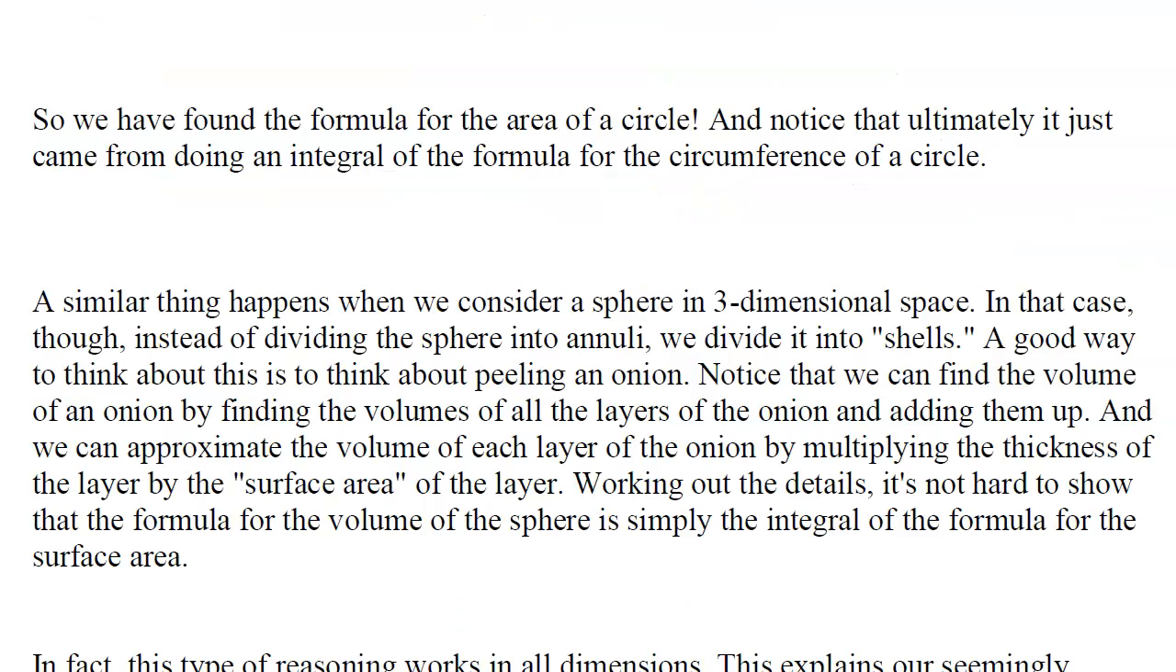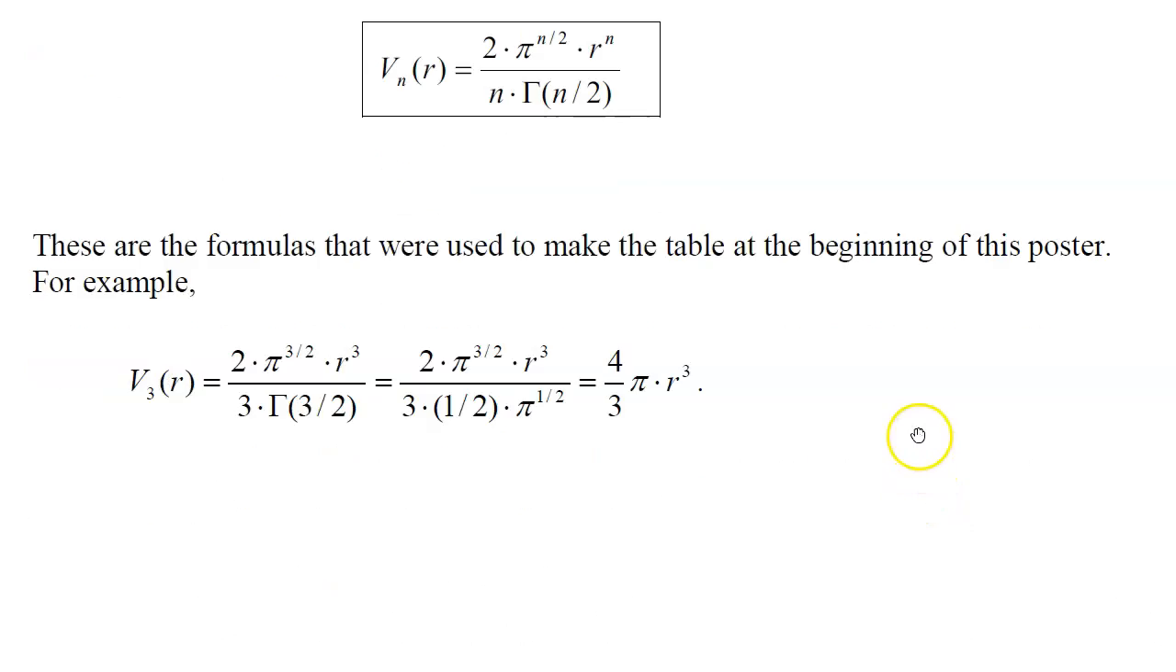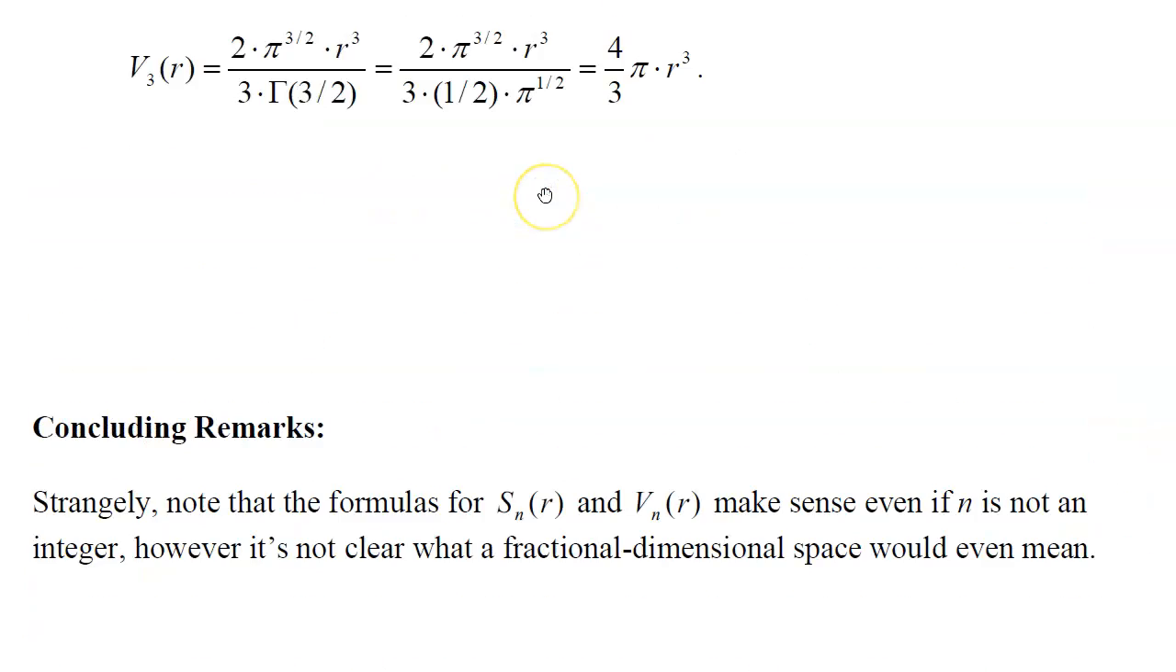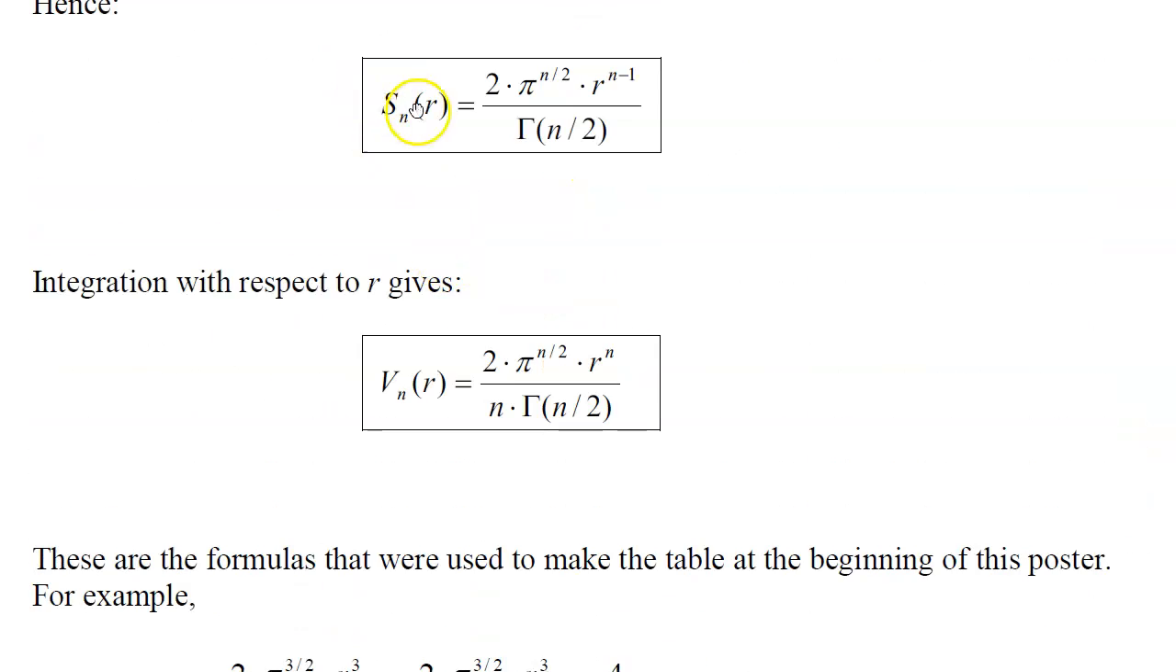Okay, so now let's continue on here and answer our last question. Strangely, before we answer the last question, note that these formulas, S sub n of r and V sub n of r, make sense even if n is not an integer. Now remember, n was our dimension. You think of 2-dimensional space or 3-dimensional space or 4-dimensional space. Could you think of a fractional dimensional space? Does that even make sense? What does a ball look like in a fractional dimensional space? Well, it's kind of strange that these formulas for V sub n of r and S sub n of r even work if n is not a whole number, right?